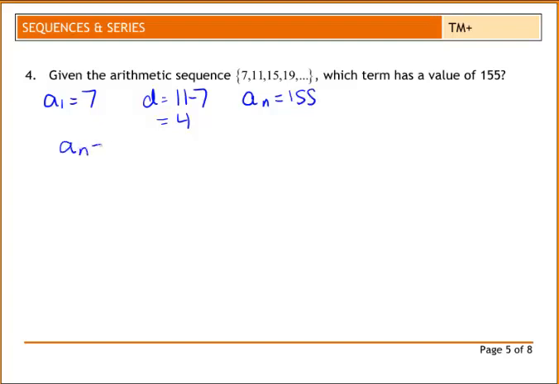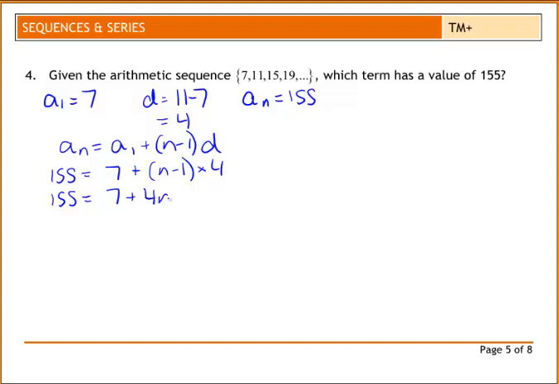So write the formula and then substitute in. So we have 155 equals 7 plus n minus 1 times 4. So 155 equals 7 plus 4 times n is 4n. 4 times negative 1 is negative 4. 155 equals 7 take 4 is 3 plus 4n.